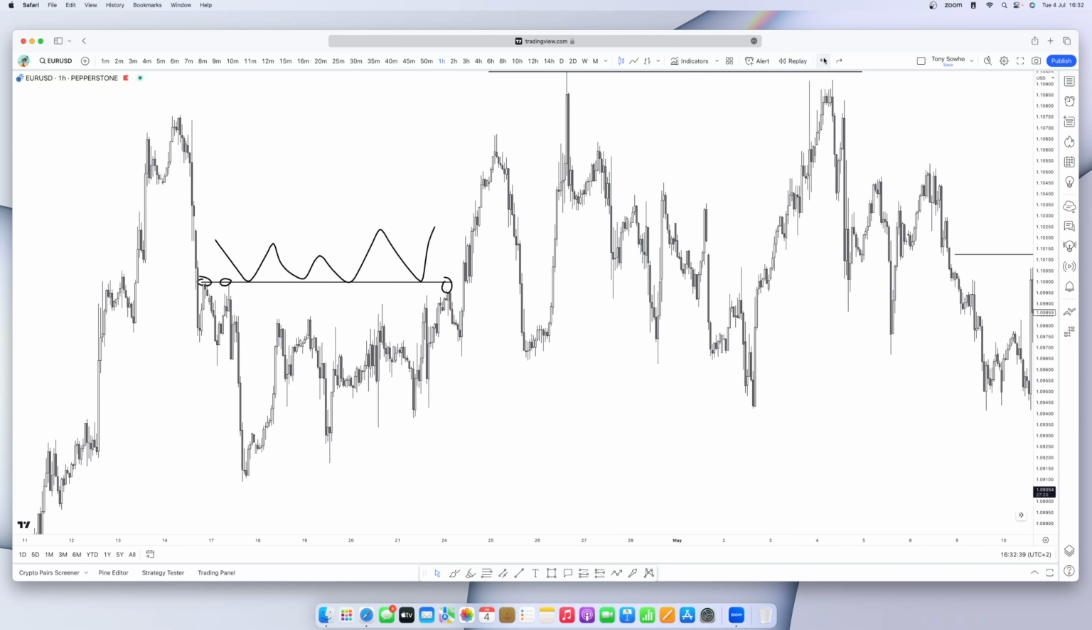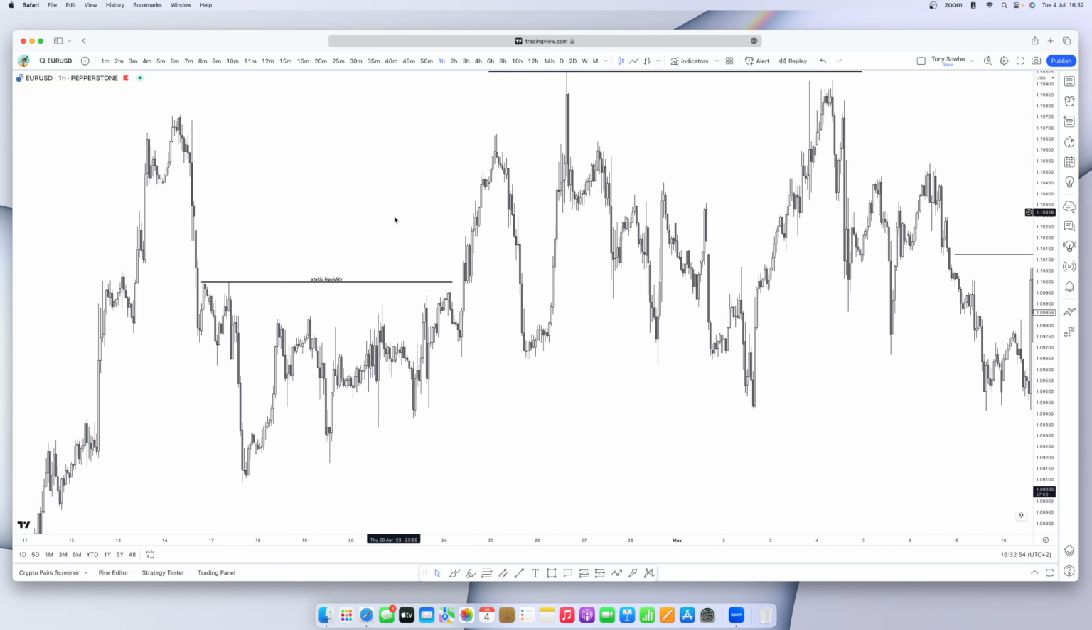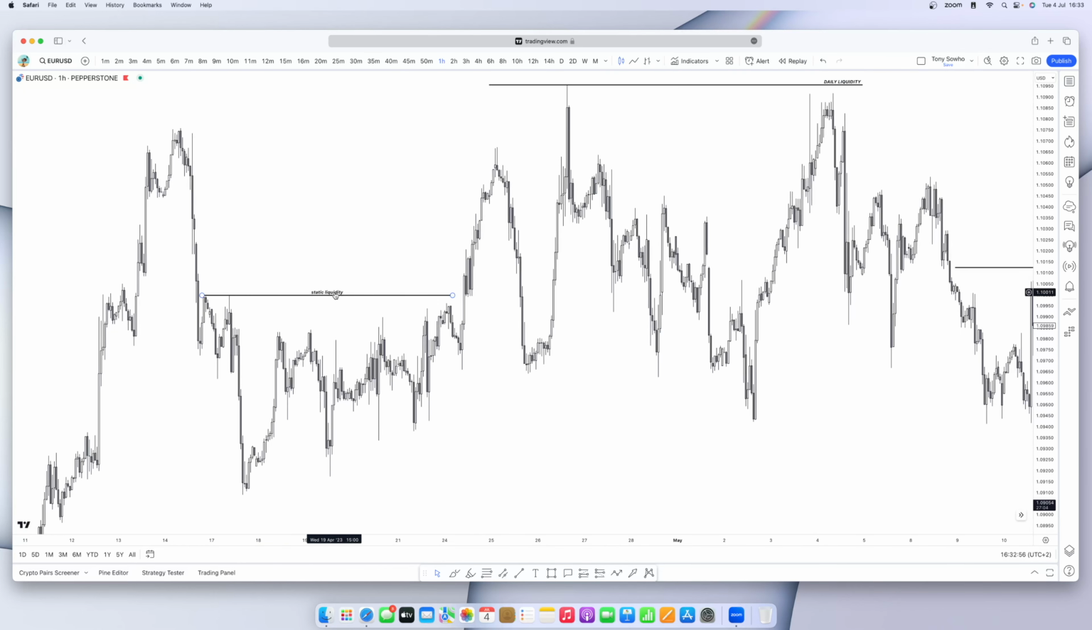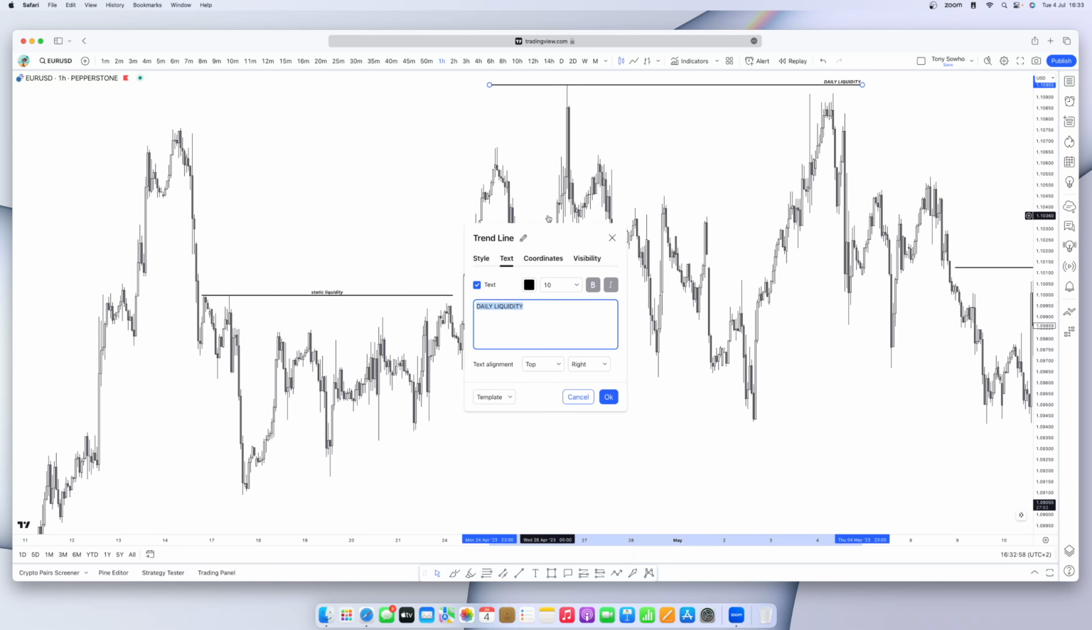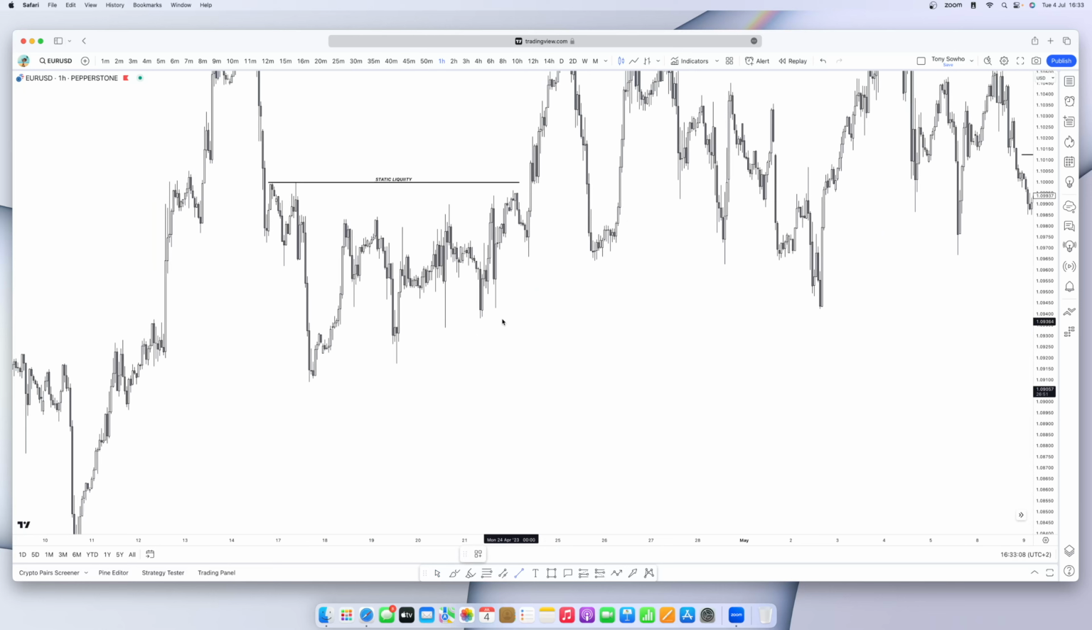So in your homework exercise, this is how I want you to do it. You show me an example of static liquidity, and you write on it: static liquidity. Okay, static liquidity. Exactly, static liquidity.